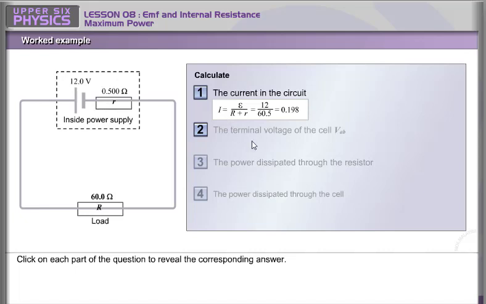So what is the terminal voltage of the cell VAB? When you talk about terminal voltage, it means the voltage that is actually supplied by the cell. So you have to minus, which means 12.